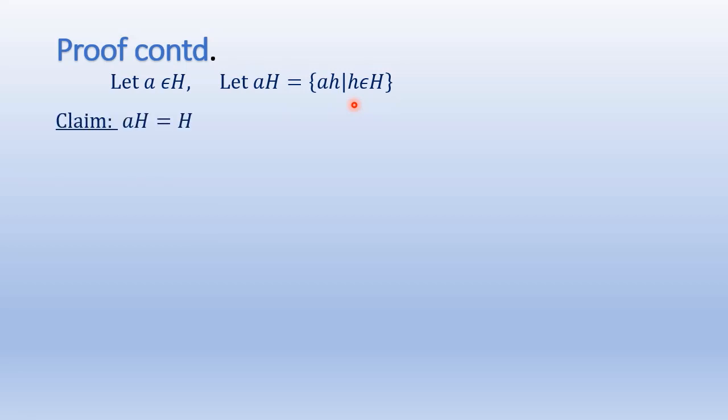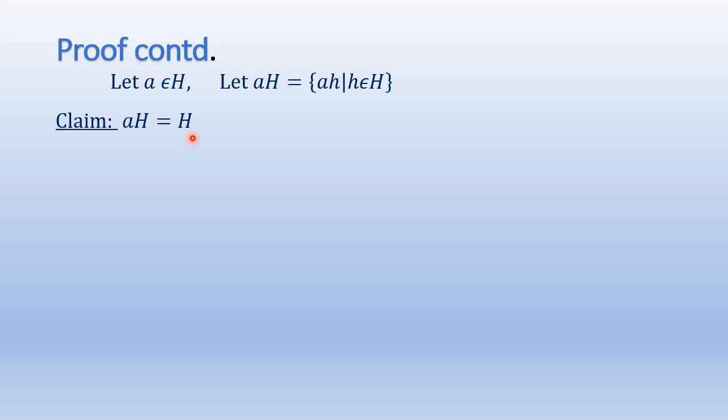To prove this, we shall consider an arbitrary element A belonging to H, and define a set AH, equal to the set of all Ah such that h belongs to H. So you take this particular element A and operate it with each element of H to get this set. Our claim is that this AH is nothing but the whole set H itself.